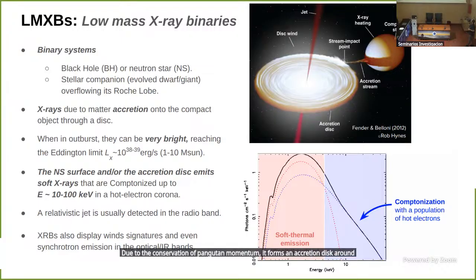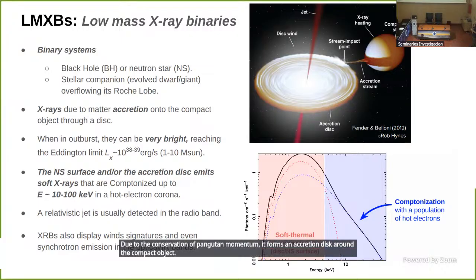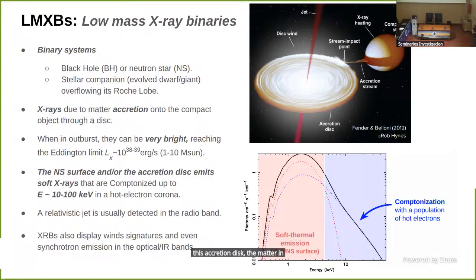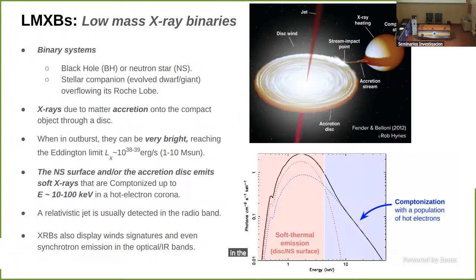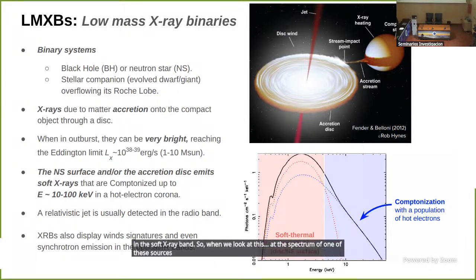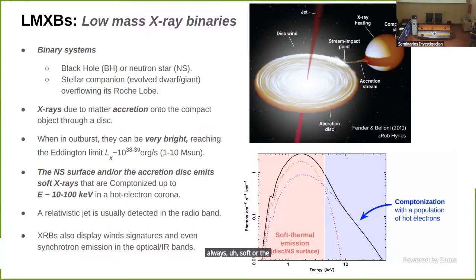around the compact object. And the matter in this accretion disk heats up because of viscosity, and it heats up to temperatures of the order of millions of degrees. So it shines essentially in the soft X-ray band. So when we look at the spectrum of one of these sources in X-rays, we always find a soft or thermal emission coming from the disk.